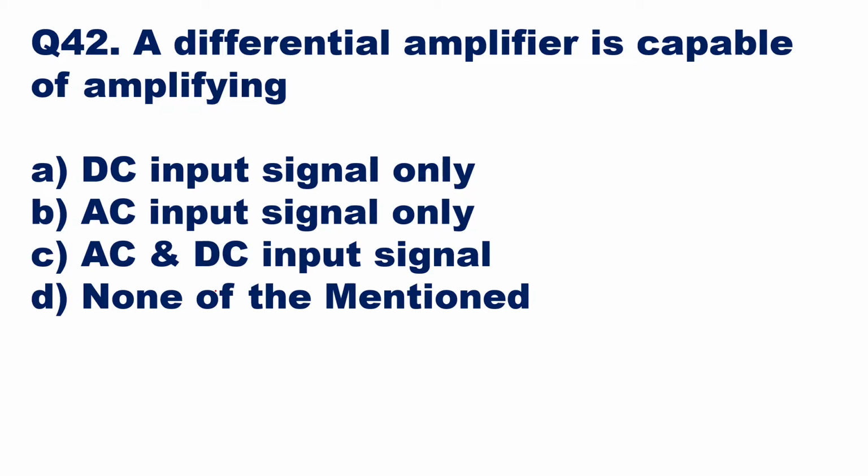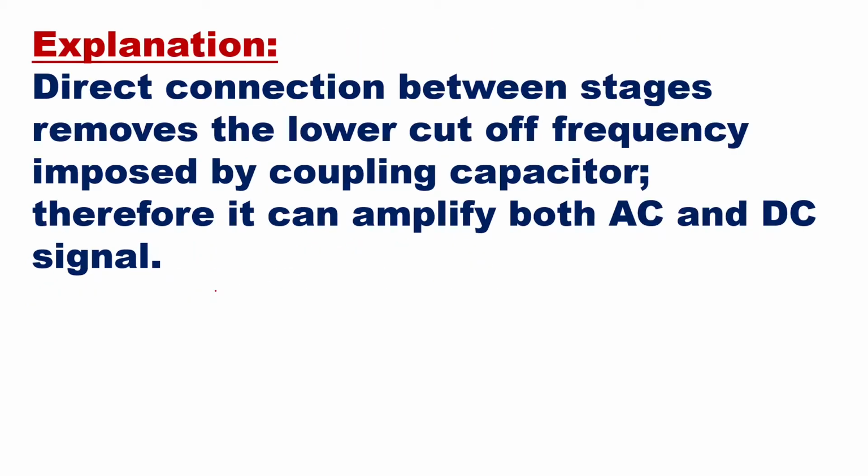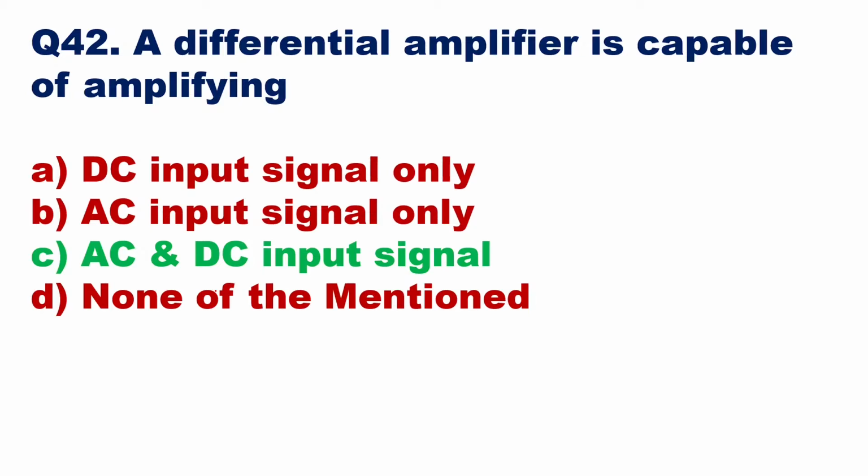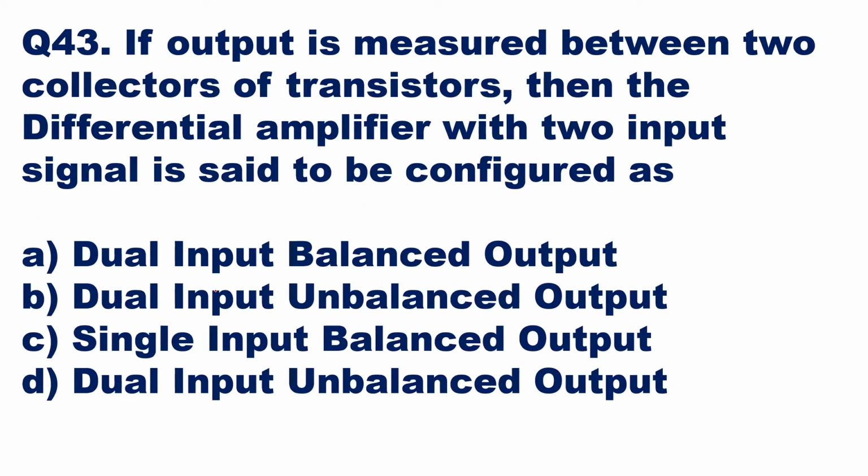If you see the explanation, a direct connection between stages removes the lower cutoff frequency imposed by the coupling capacitor. That means if there is a coupling capacitor, it will pass AC and block DC. That is gone now because you don't have any coupling capacitor. It is a direct connection. Therefore, this can pass AC and DC both, so both can be amplified. Both AC and DC signals can be amplified by this differential amplifier. So a differential amplifier is capable of amplifying AC and DC input signals; option C is the right answer. Then we'll go to the 43rd question.